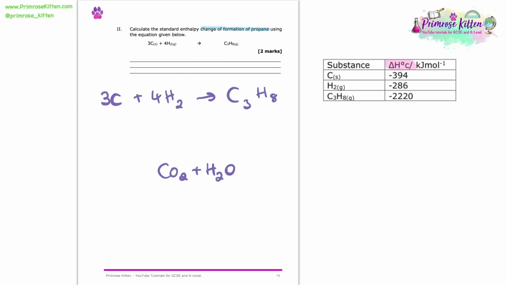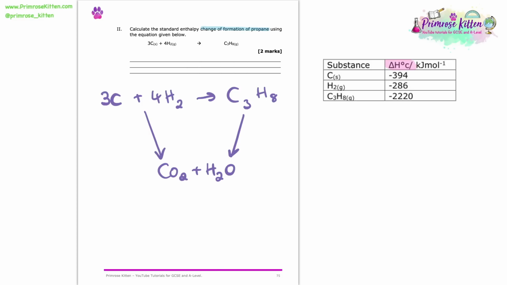Now we need to determine which way round our arrows down to these products are going to go, and we need to remember that this is combustion. So we can completely combust the carbon and the hydrogen into carbon dioxide and water, and we can completely combust the propane into carbon dioxide and water. So both of our arrows here are moving downwards.